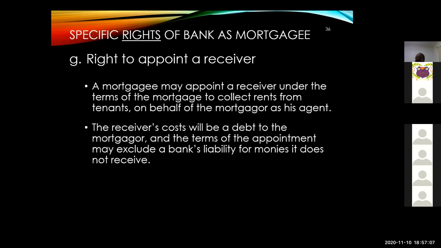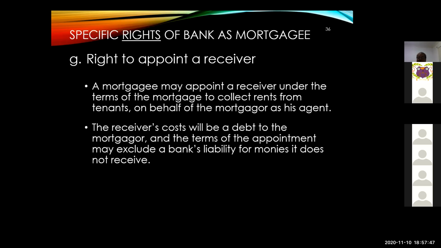G, the right to appoint a receiver. A mortgagee may appoint a receiver under the terms of the mortgage to collect rents from tenants on behalf of the mortgagor as his agent. Again, this is particularly where it's a commercial property, an income-producing property. The receiver's costs will be a debt to the mortgagor, and the terms of the appointment of the receiver may exclude a bank's liability for monies it does not receive.